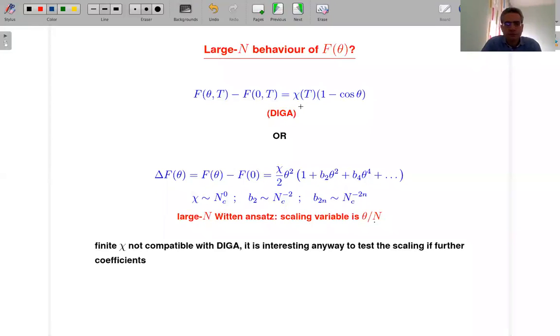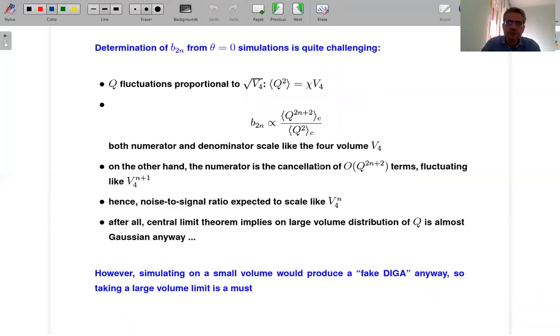So in some sense, since a finite value of the topological susceptibility is not compatible with the dilute instanton gas approximation, because in that case we would expect a vanishing topological susceptibility, we expect that this other possibility is the one which is realized. But if we don't have any results for these further coefficients, we actually cannot say. So here we meet a numerical problem, and the problem is that the determination of these coefficients from simulations at theta equals 0 is quite challenging.